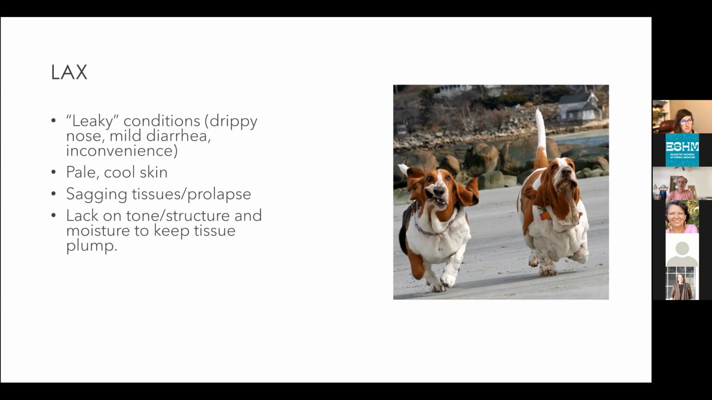I wrote inconvenience instead of incontinence. So we're thinking of incontinence, uterine prolapse, and things like that. The lack of ability for tissues to hold on to moisture can also cause dryness and atrophy, which is kind of an extreme dryness, which further exacerbates the issue.